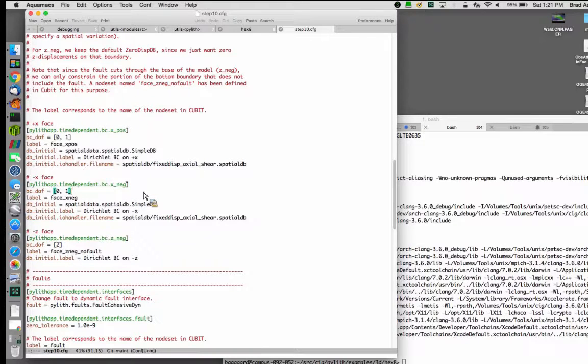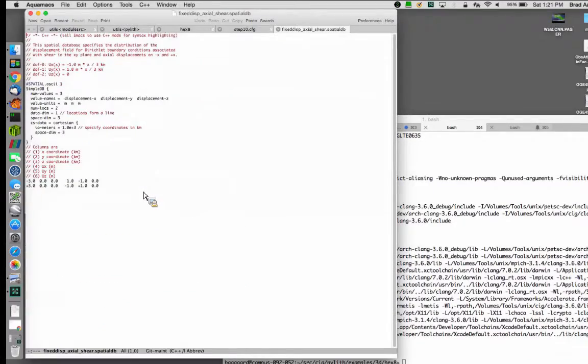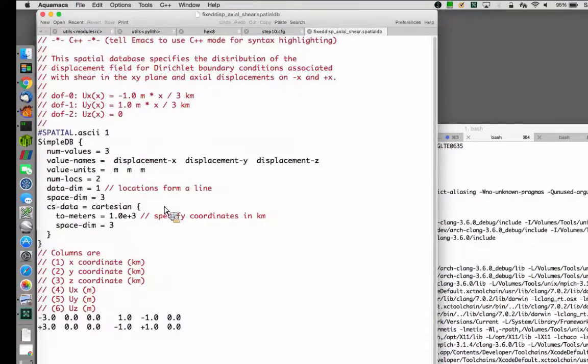So let's look at what those are. In this spatial database, here's what the x degree of freedom is. The displacement in the x direction is -1 meters times x divided by 3 kilometers. So at -3 kilometers, my x displacement is 1. At positive 3 kilometers, my x displacement is -1. So on the negative side, I'm pushing in. On the positive side, I'm bringing the boundary closer together. That's to put some normal stress on the fault.